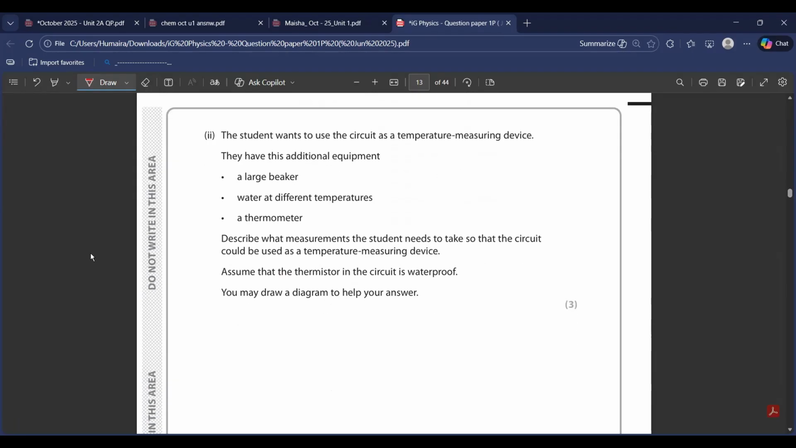The student wants to use the circuit as a temperature measuring device. They have this additional equipment: a large beaker, water at different temperatures, and a thermometer. Now we need to describe what measurements the student needs to take so that the circuit could be used as a temperature measuring device. Assume that the thermistor in the circuit is waterproof. You may draw a diagram to help your answer.